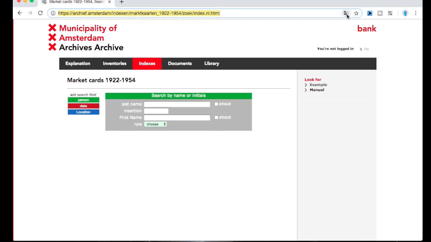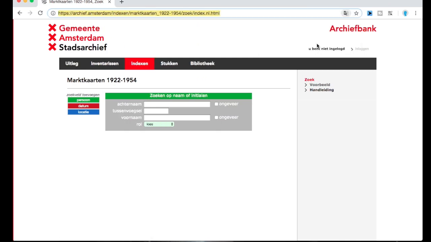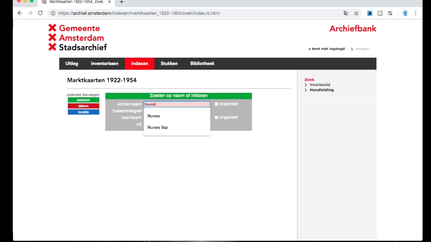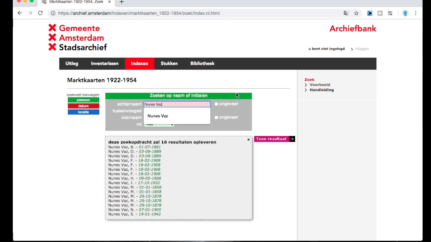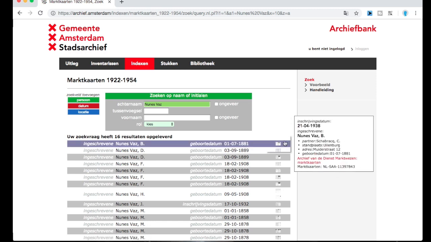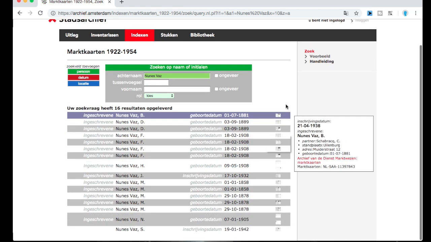And as I do all the time, I'm going to take the translation off, just do the original. And so we are going to do the Nunes Vaz family again. And so here we get it to pop up. And when we pull it up, you can kind of see the documents over here in the right side.